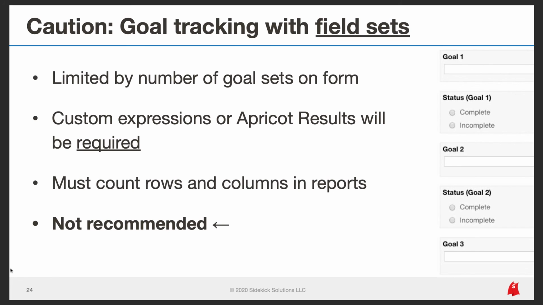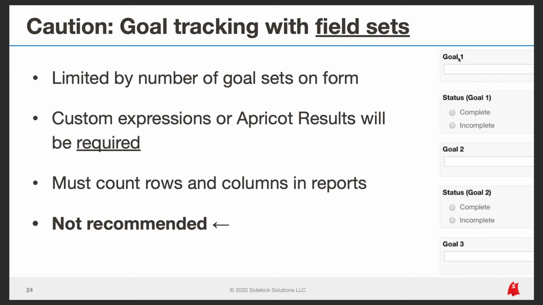Number 1, let's just first talk about what field sets are. Field sets is the creation of a field set, a combination of fields numbered on potentially an enrollment record or a treatment plan. So for example, if you had 5 goals, you'd have 5 field sets on the enrollment form. If you had the potential for 6 goals, you'd have 6 field sets.